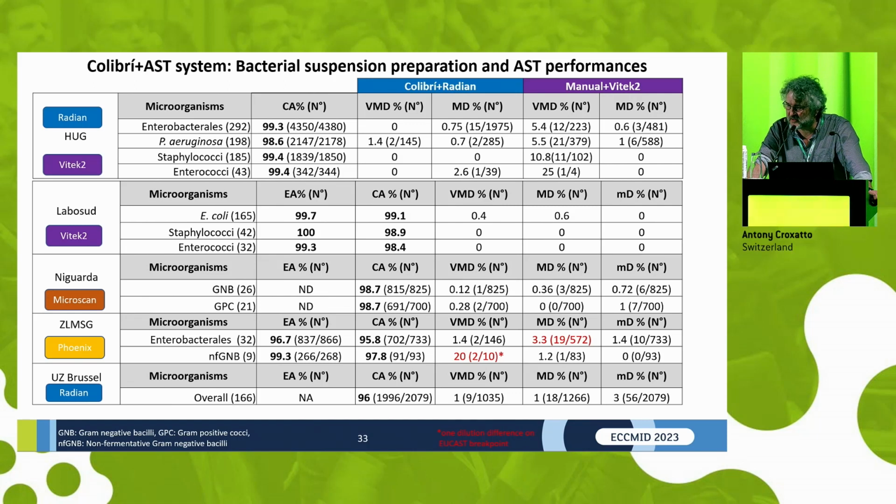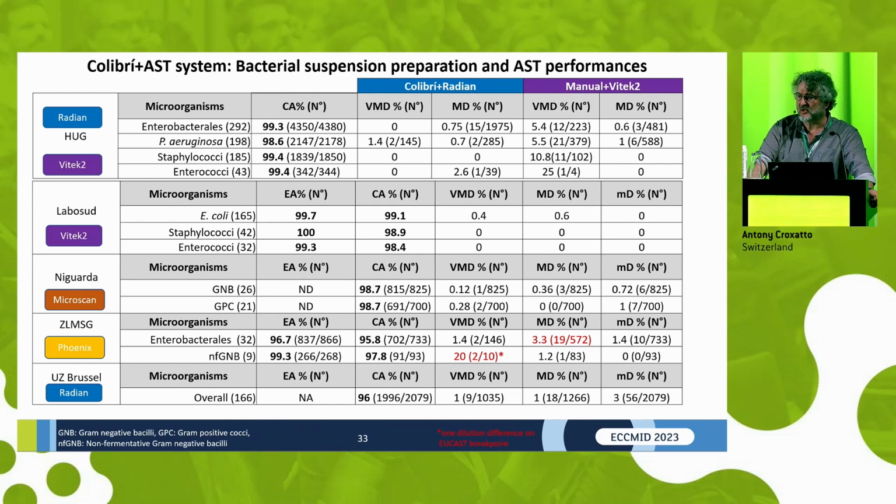Now, if we take the other evaluation, where a real comparison between Colibri preparation and manual preparation with the same AST system was done, you can appreciate as well that for the 4 labs, Labo Sud, Guardia, Singal, and Bruxelles, the essential agreement was excellent as well. Almost all of them got above 97% essential agreement, as well as for category agreements.